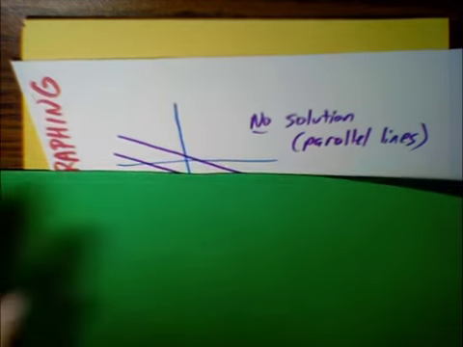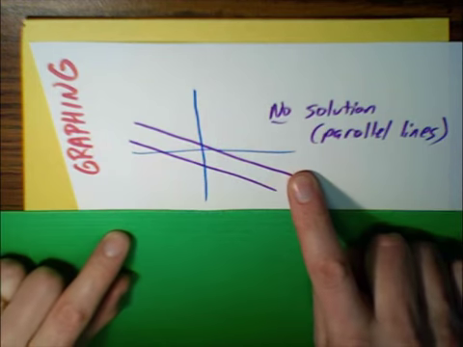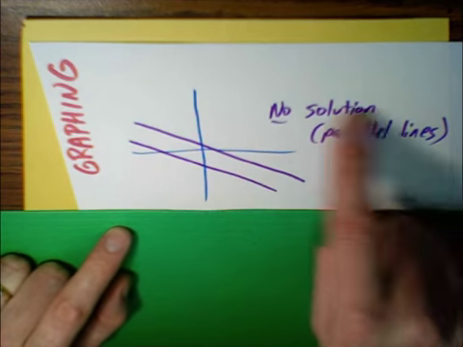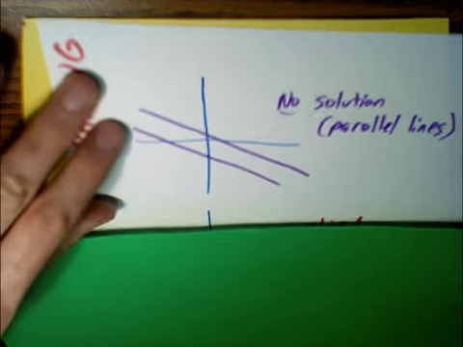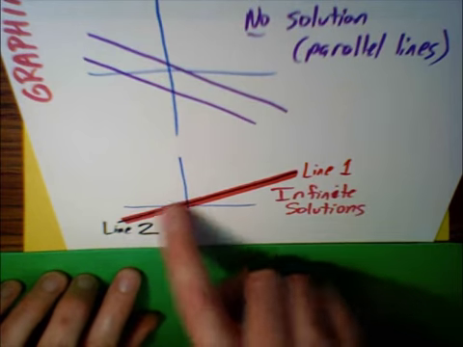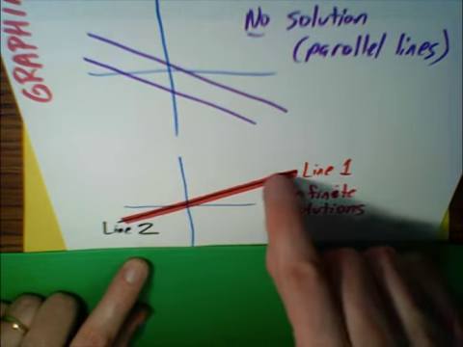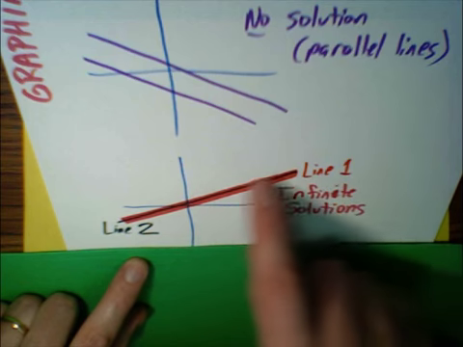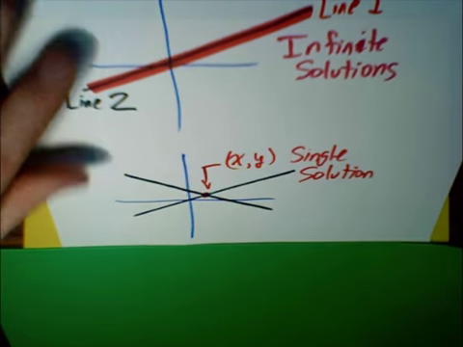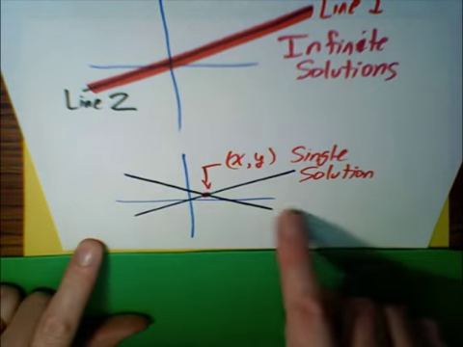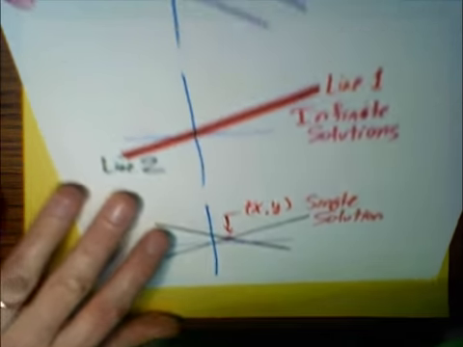So let's take a look at what this means in terms of graphing. If we graph two linear equations and they're parallel, this means there's no solution. There's no point where they cross. Or if we graph two lines and one line is on top of the other line, that means there's an infinite number of points that solve both of the equations because the lines are actually on top of each other. So there's an infinite number of solutions. And again, the most common result is you graph two lines and there's exactly one solution. So those are the three situations with graphing.